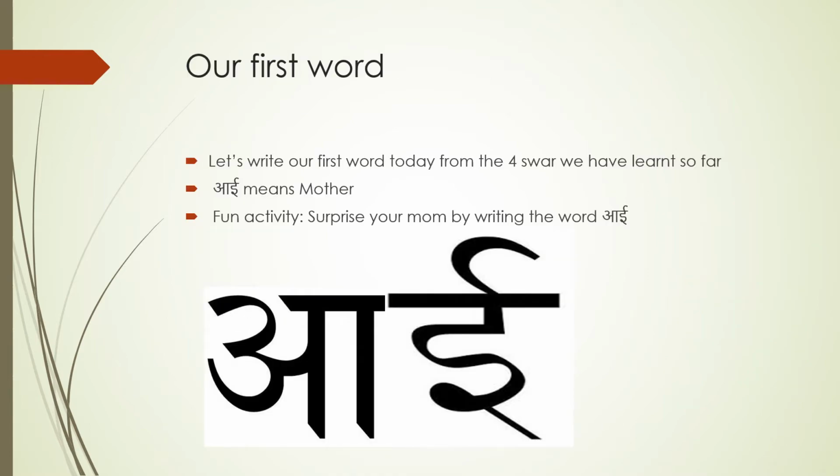And now to our first word in Marathi. Let's see how you can combine the four swars that we have learned so far to make a word. This word is made by two swars, a and e. Together, ai. Ai means mother. Take a pencil and a paper, write ai on it, show it to your mom, and surprise her. But for now, we move ahead.